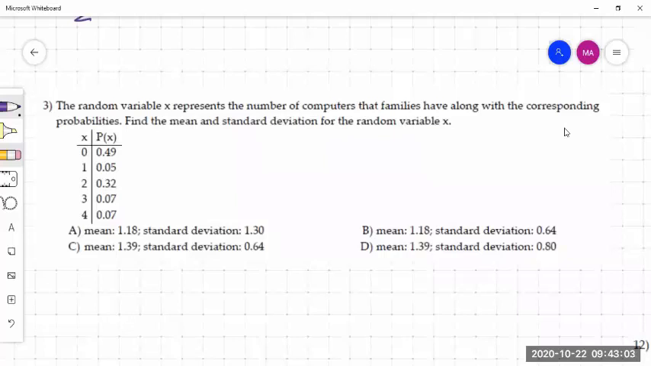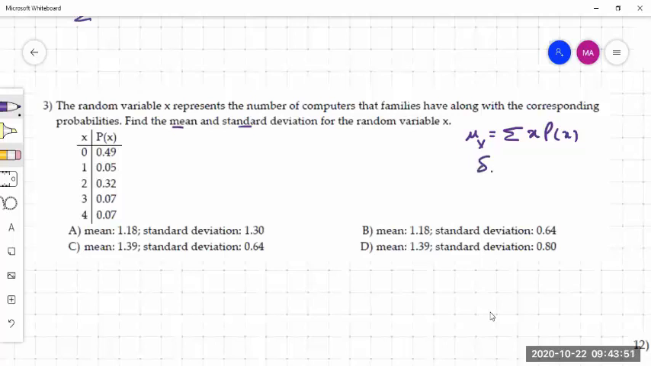The random variable x represents the number of computers that families have, along with the corresponding probabilities. Find the mean and standard deviation for the random variable. For a random variable, its mean μx is the sum of x times P(x). Then we also have to find the standard deviation.